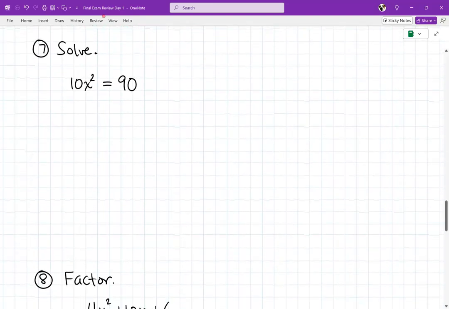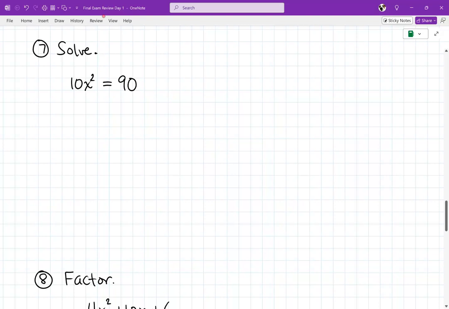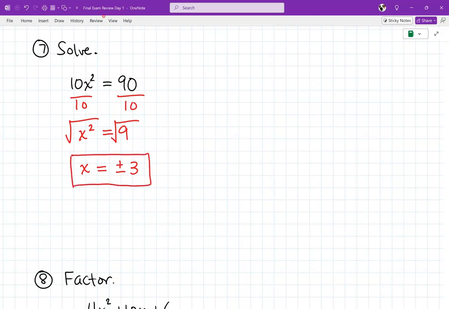Question number 7 just says solve. It doesn't say anything about what you have to do, okay? It just says solve. Well, let's go ahead and do that. I'm going to divide both sides by 10 to try to get x by itself. This gives me x squared is equal to 9. What did I do last time there was an x squared on one side? I took a square root. So let's take square roots here. That means that x is equal to plus or minus the square root of 9, which is 3. Remember, every time you take a square root, your answers are positive or negative, both. Okay, so plus or minus 3.